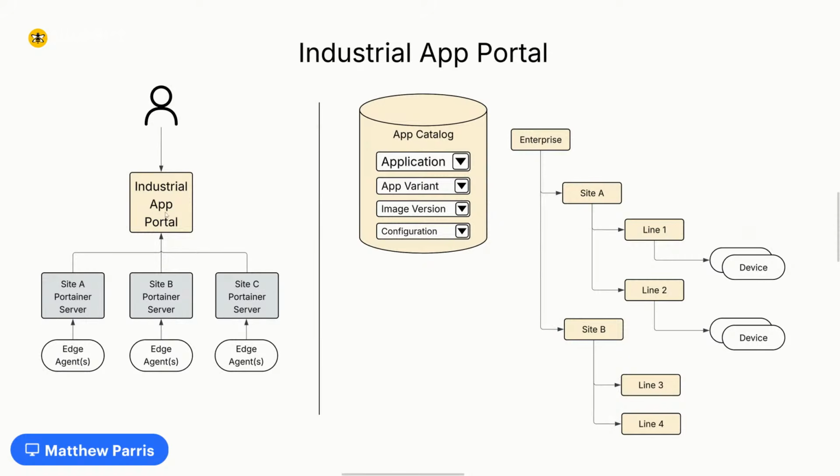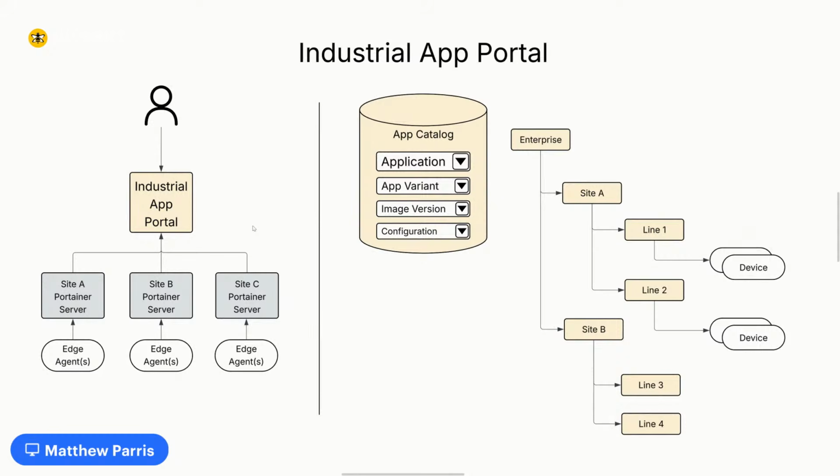But the idea is the app portal is going to sit above, outside of any Portainer server. So it's its own application. And the idea is that the Portainer server will connect up and out to the app portal. So just like the edge agents connect up and out to the Portainer server, the server will connect up and out to the app portal.